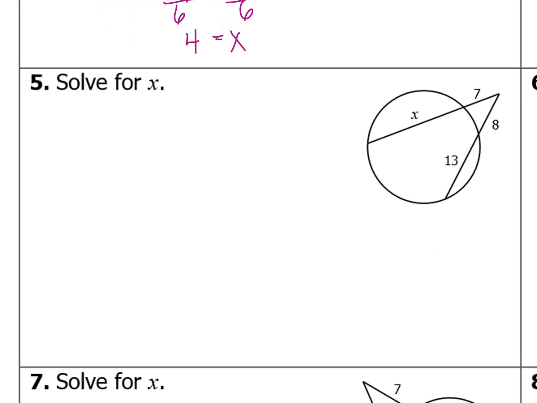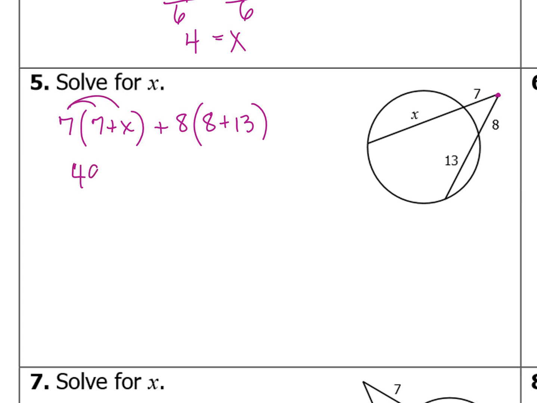All right, now we have secants that are outside the circle. So our point of intersection is there. So that means that this equals 7 times the sum plus 8 times the sum. And distribute. 7 times 7 is 49 plus 7x. I said plus right there, I needed to say equals.